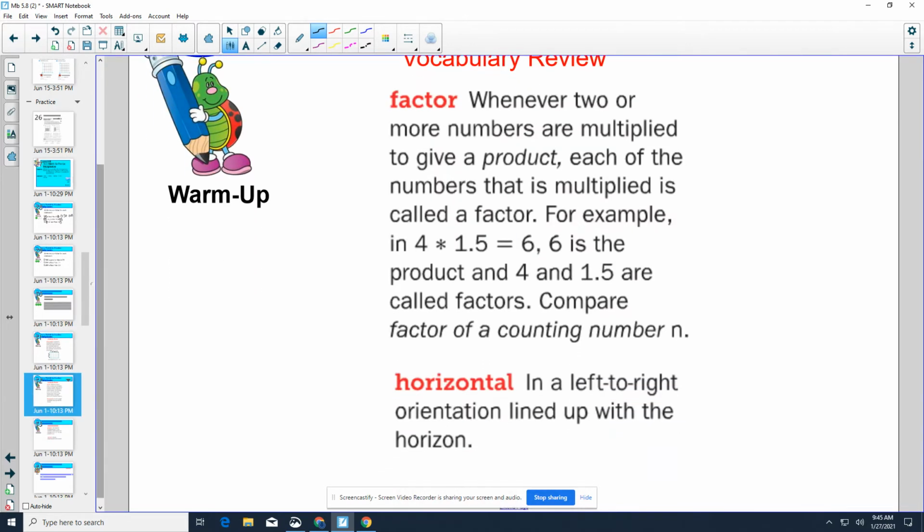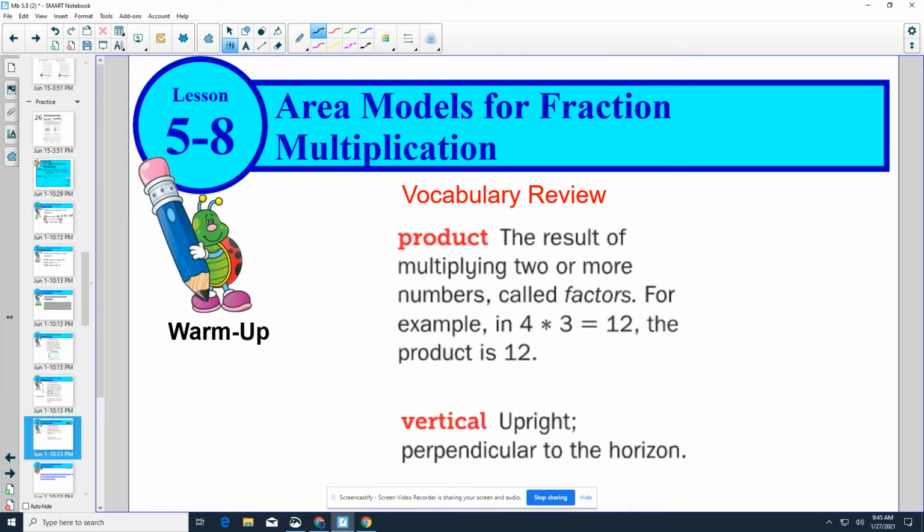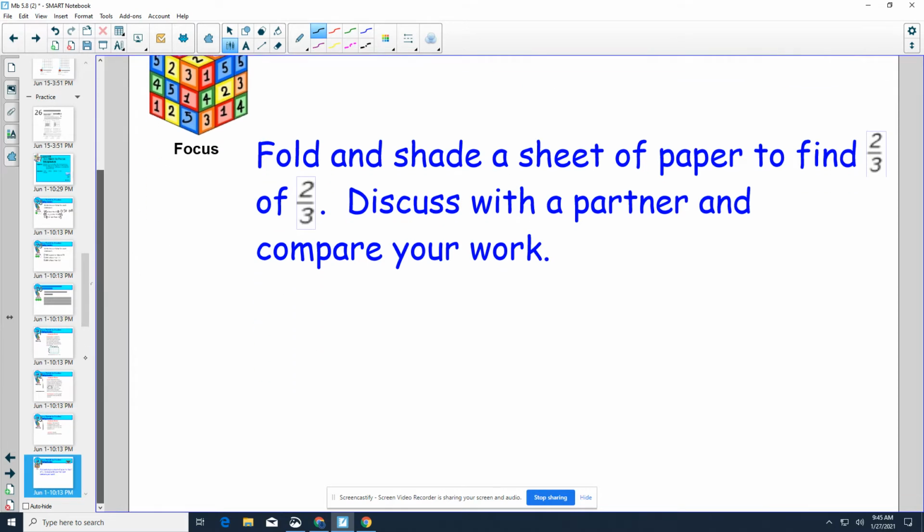All right, so just to review again too, factors are whenever two or more numbers are multiplied to give a product. So you can see here they did 4 multiplied by 1 and 5/10, and it equals 6. So 4 and 1 and 5/10 are the factors. Another word that came up when we did ordered pairs is horizontal. That's when you go from left to right. This would be horizontal. This line would be vertical. And then product is the result of multiplying two or more numbers. And like I said before, vertical is an up and down line.